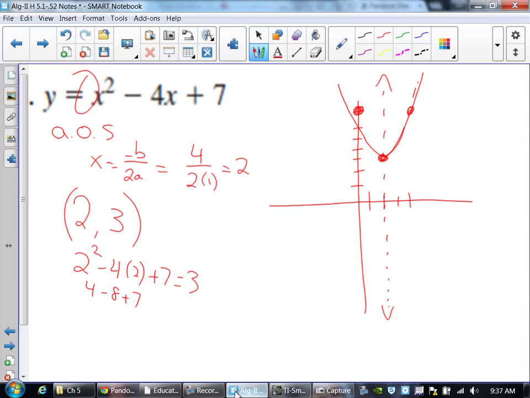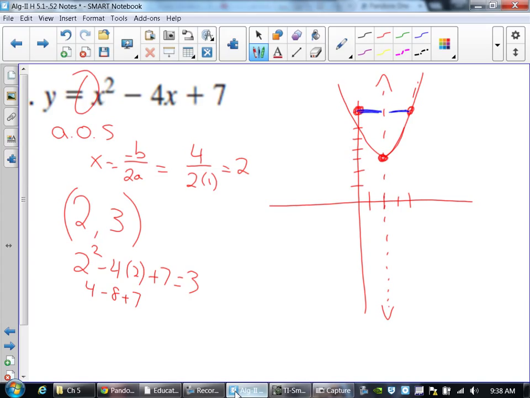What I'm just showing you here is how you do your symmetric twins. We got the 0, 7 because 0 is very easy to substitute in. 0 is 2 spots away from the vertical axis, or from that axis of symmetry. So 2 spots on the other side is 4. That's all. Working this way is a very easy way of going about it.